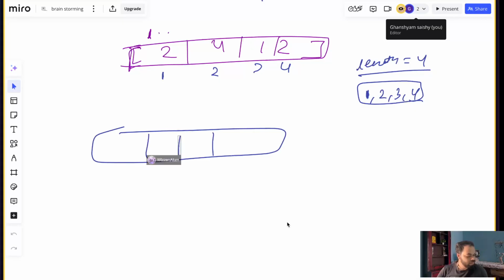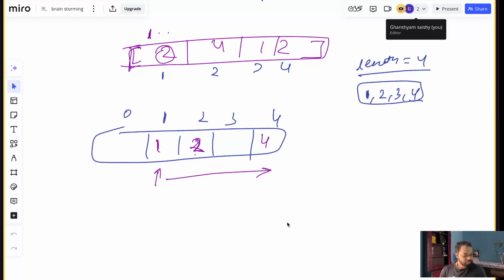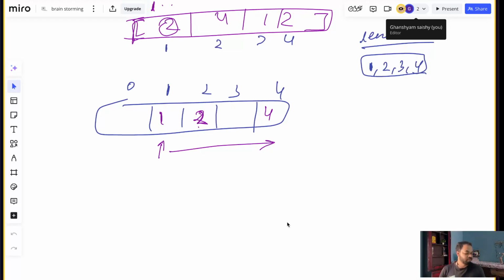So I create a new array, and I'll say 1, 2, 3, 4, and I'll push the values at its index. So value 2 will go here, value 4 goes here, value 1 goes here, value 2 goes here, and then I'll start from the 1st index and look for where it is present. Cool. That's what I'm gonna do.